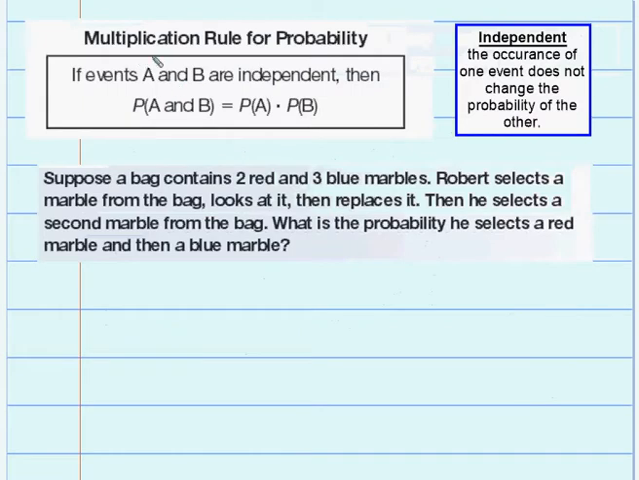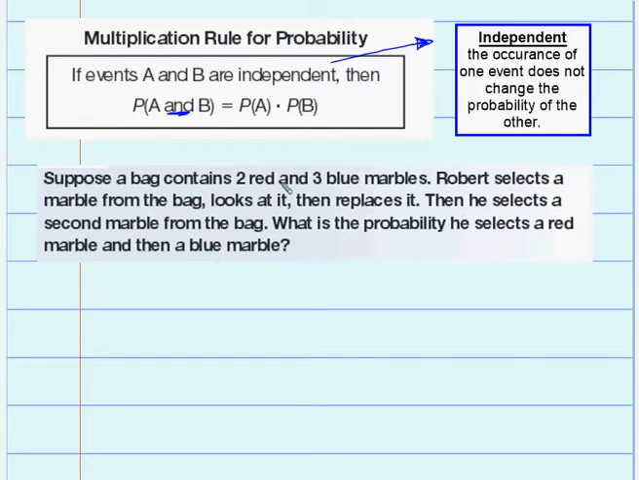And that's the multiplication rule for probability. If events A and B are independent, then the probability of A and B combined is equal to the probability of A times the probability of B. Now, independent means the occurrence of one event does not change the probability of the other. So if I roll a number cube and then I roll another number cube, it doesn't matter. It's not going to change the outcome. Same with flipping coins.